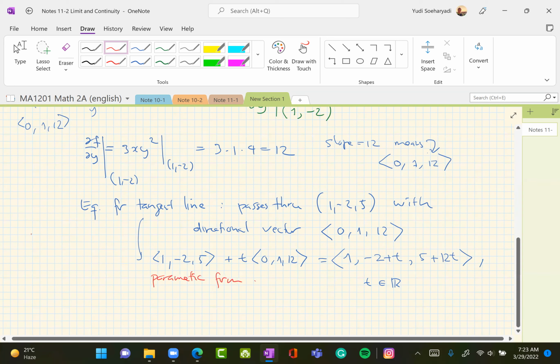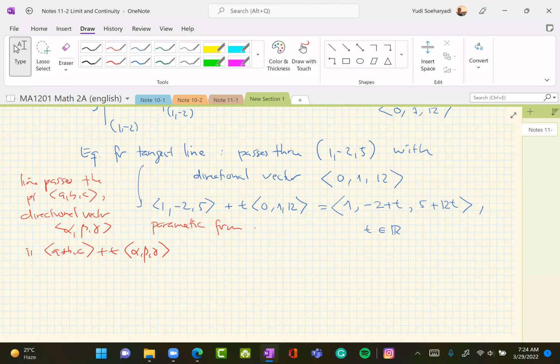Remember that if you have a line that passes the point, say ABC, with directional vector alpha, beta, gamma, the equation is ABC plus T alpha, beta, gamma. Okay, so that's the equation for the line in free space.